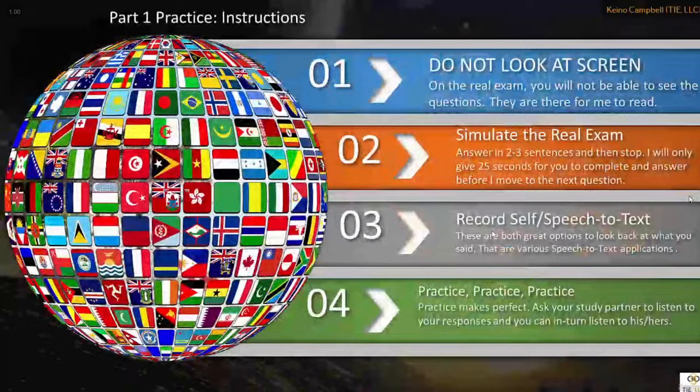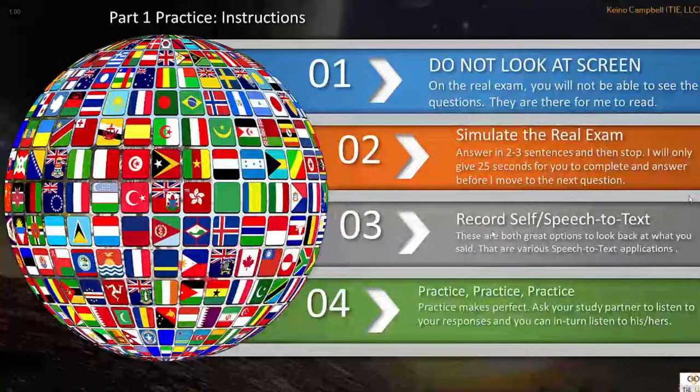Number one, do not look at the screen. On the real exam, you're not going to be able to see the questions. I'm going to be reading the questions to you, and then I'm going to give you time to answer the questions. The questions are going to appear on the screen for a moment, but that's for me, to be able to read the question to you. What I want you to do is not look at the computer screen, because on the real exam, you cannot do that.